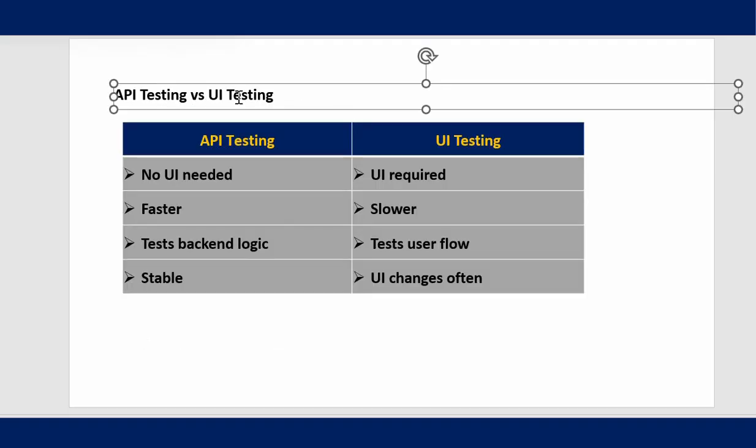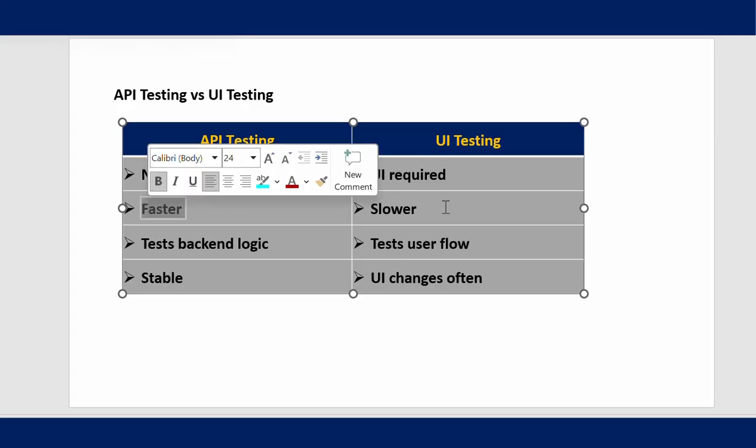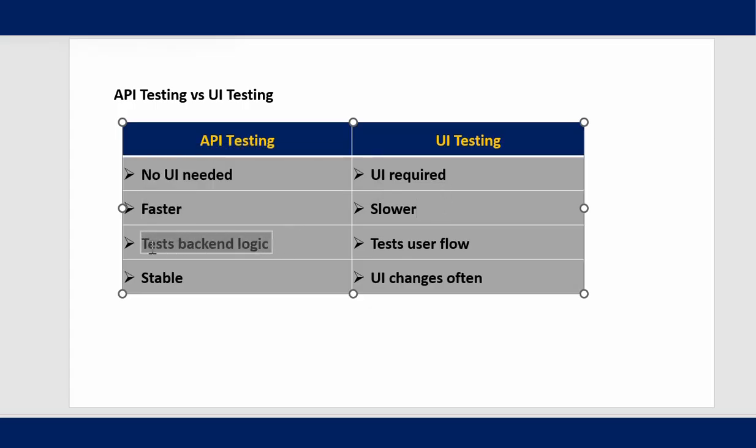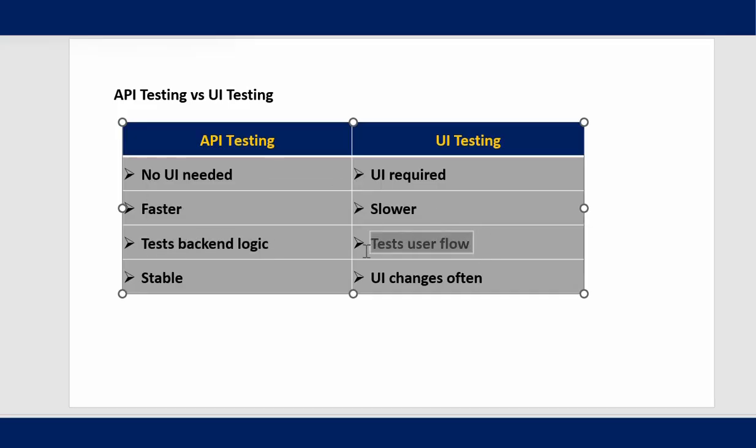And then what is the difference between API testing and UI testing? For API testing, we do not need the UI. The user interface is not needed, while for UI testing, we need the user interface. API testing is faster, UI testing is slower. API testing will test the backend logic, while UI testing will test the user flow, right? And API testing is most of the time stable, while the UI will change most often, right? So this is the difference between API testing and UI testing.